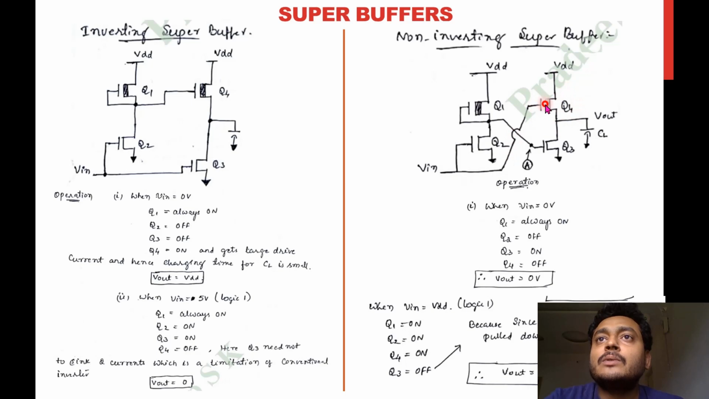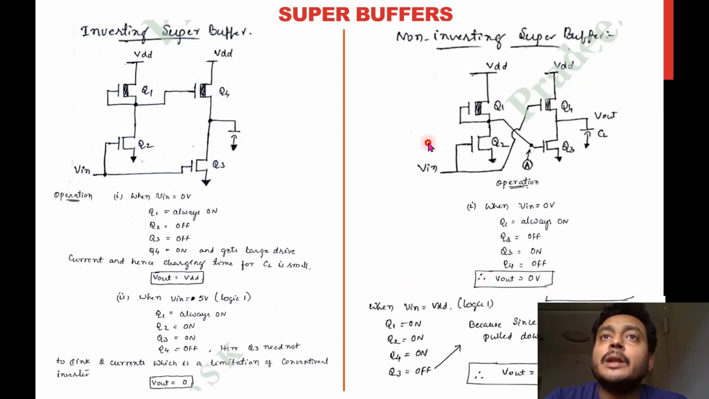So when Q4 is off, what will happen? Q3 is on. Since Q3 is on, if you give logic 0, it is going to discharge through Q3, so the output will be 0 only. It is non-inverting. It's a non-inverting super buffer.